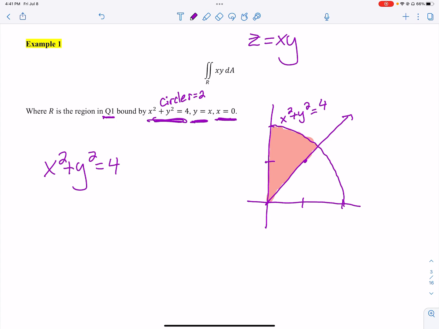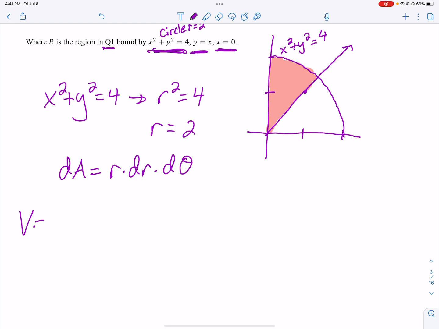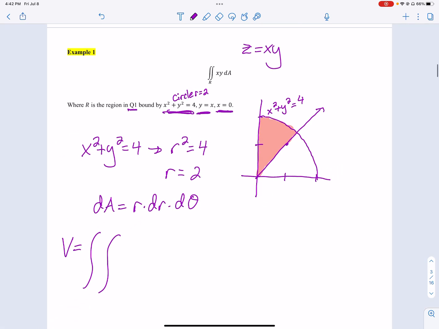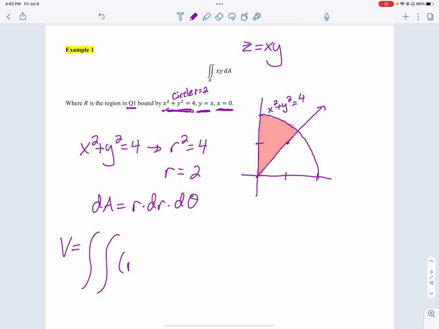Now, we know that x squared plus y squared is equal to r squared. If I solve for r, I get r equals 2. We don't need to worry about the plus or minus. So I know r equals 2. I also know that dA, I just write it down so there's less of a chance for me to forget, is r dr d theta. All right, so if we were going to set up this volume, we do all the replacements. It was xy, so let's zoom out a little bit. You see the xy at the top? I replace x with r cosine theta. I replace y with r sine theta. And then I have an r dr d theta. I do all that first.